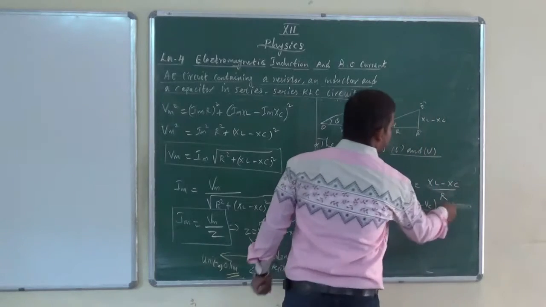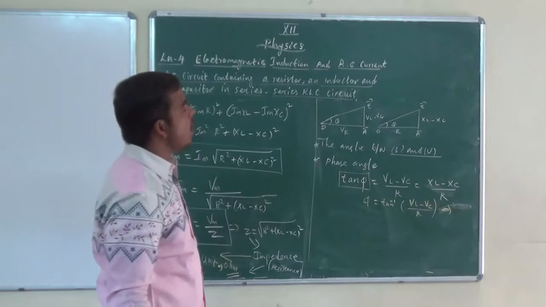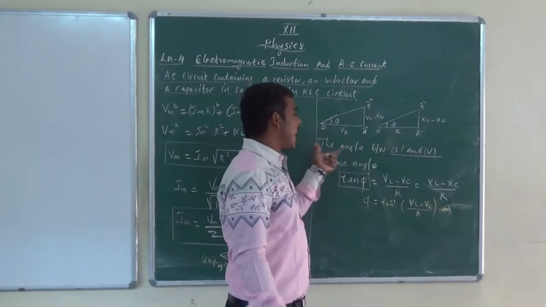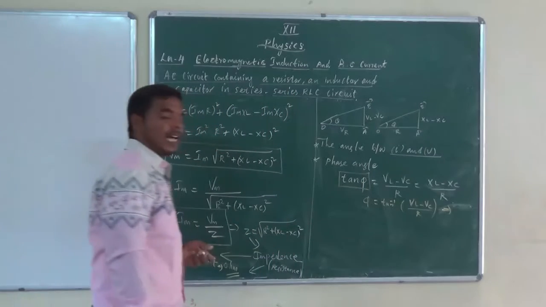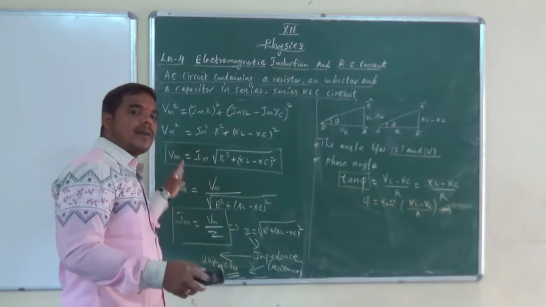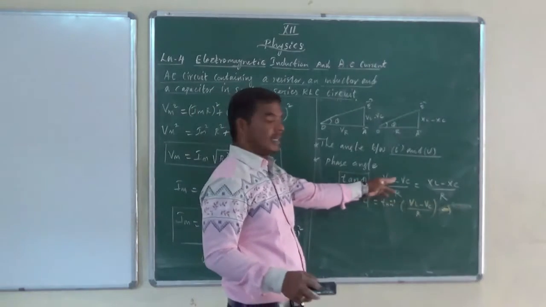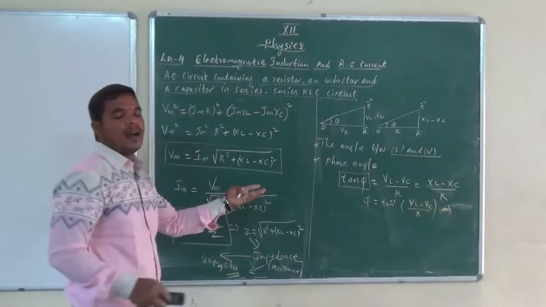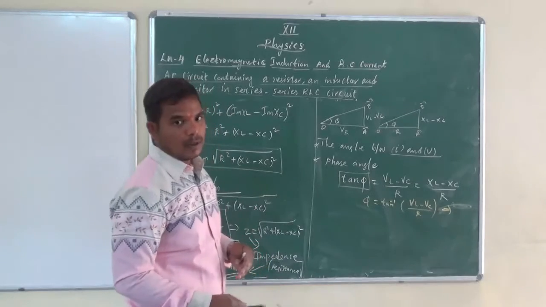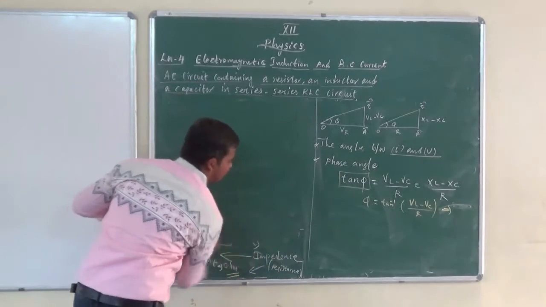So VL minus VC by R, what is that tan phi? The phase angle. That angle is determined by the two triangle diagrams. So the angle between current and voltage varies due to the impedance of the circuit offered by the resistor, inductor. The angle is found using the relation tan phi equal to (VL minus VC) by R. Already we have discussed the trigonometry, how to find the tan angle. So next, special cases.